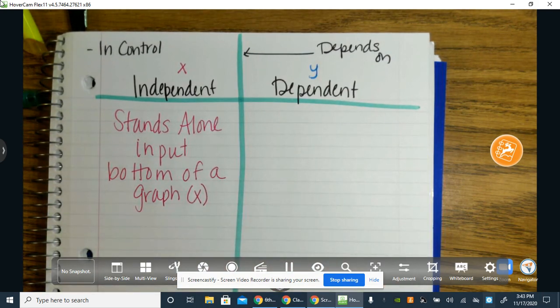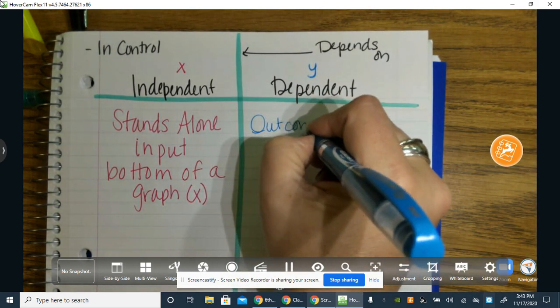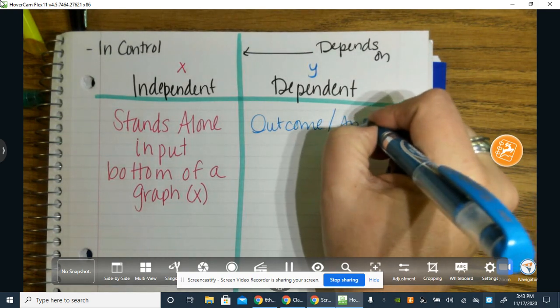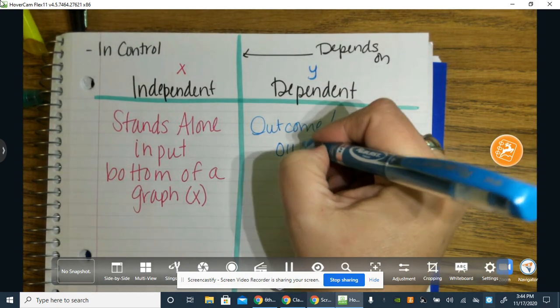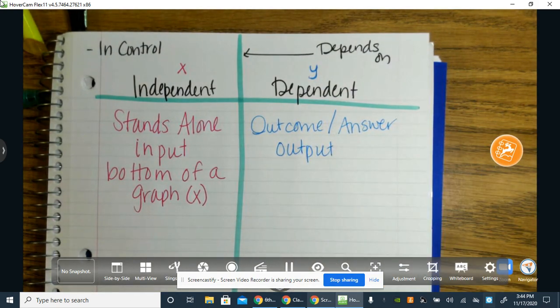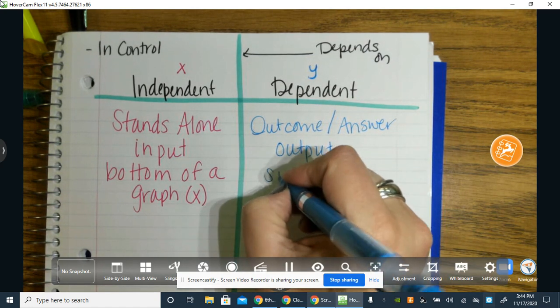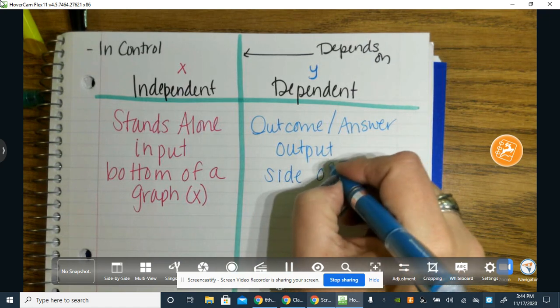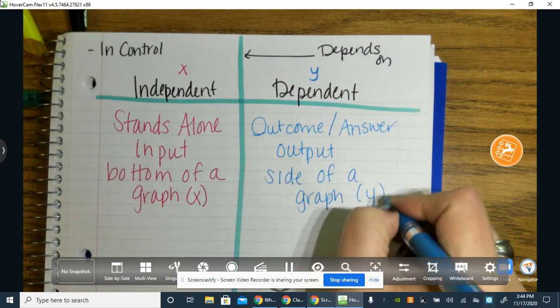Now your dependent, on the other hand, cannot stand alone. This is what we call our outcome, or our answer. It's not our input, but it's our output. Kind of like the function tables that we've been dealing with on our builder. You have your input, which was X. Your output is Y. And it's not located at the bottom of the graph. It's located at the side of a graph, which is, again, your Y-axis.